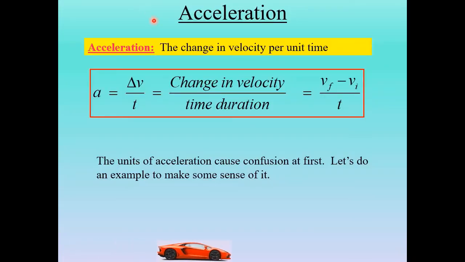So now let's talk about acceleration in a little more detail. Acceleration is the change in velocity per unit time. So acceleration can be calculated by delta v over t. Now you may be familiar with the delta sign. That's a Greek letter delta, which means a change in whatever variable is next to it. So delta v means the change in velocity divided by the time duration of how long it took for the velocity to change. So it's really what acceleration is. It's the rate of change of the velocity or the speed of an object.